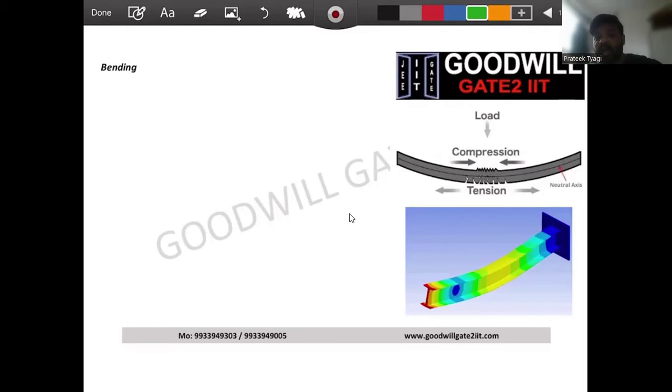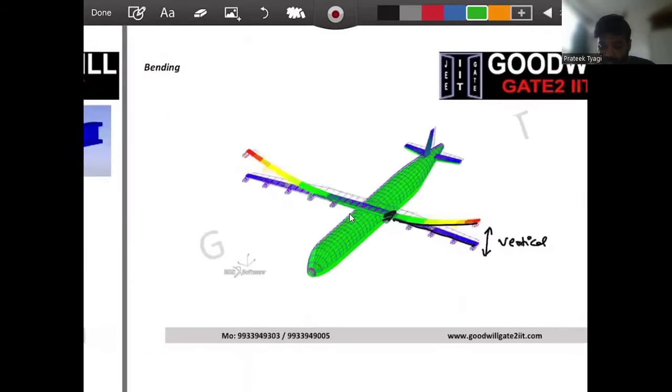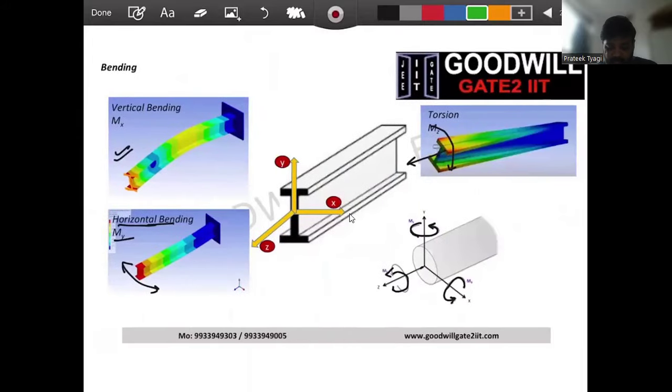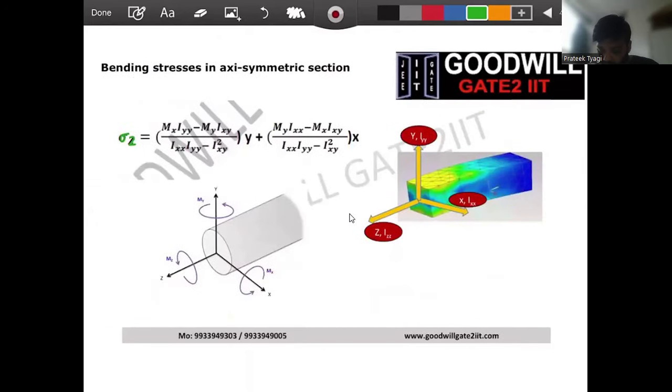Any cross-section, Akash, is in the x and y plane. The bending is not occurring in the xy plane. I told you, you have assumed your cross-section is in the xy plane. See, this is x and this is y. This is your cross section. So your cross section is in the xy plane. Plane is 2D, right? Clear, Akash?